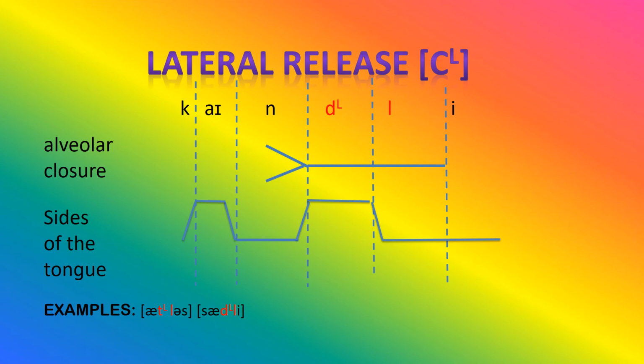Lateral release affects only alveolar consonants, alveolar plosives, when they are followed by the lateral approximant. The symbol that represents this consonantal allophone is the letter C with a letter L following. This means that the release stage of the plosive is produced through one or both sides of the tongue, which are lowered for the production of the lateral approximant.